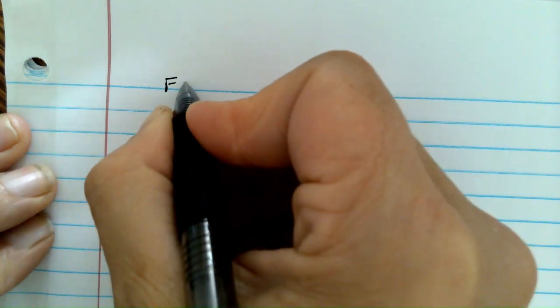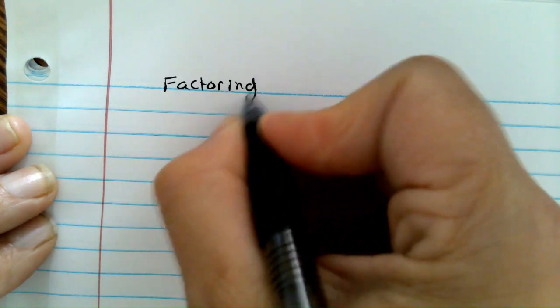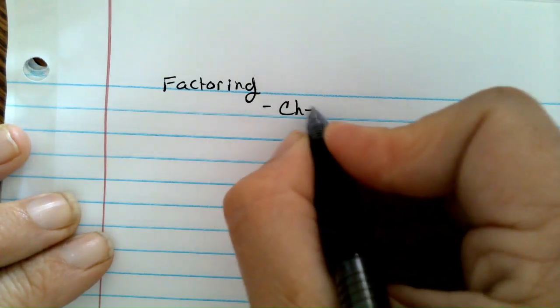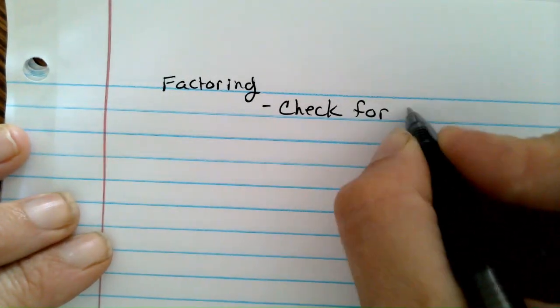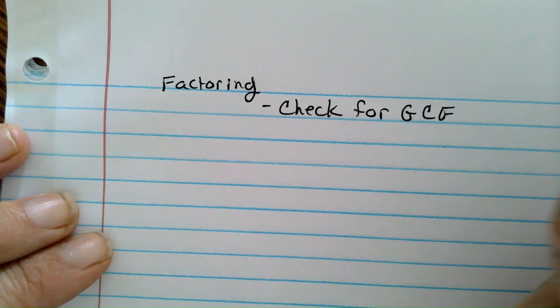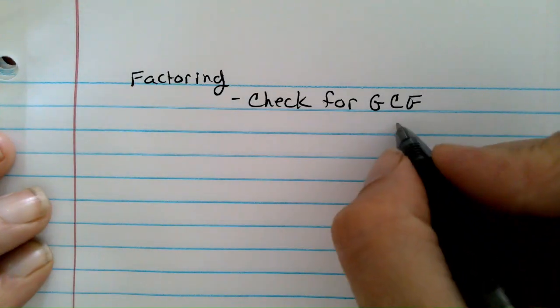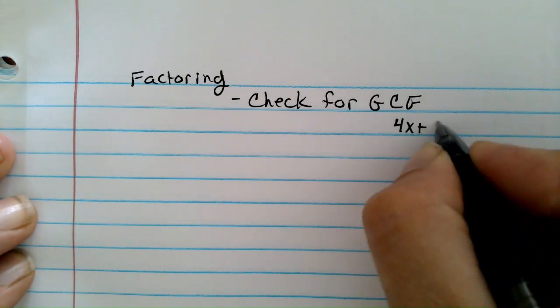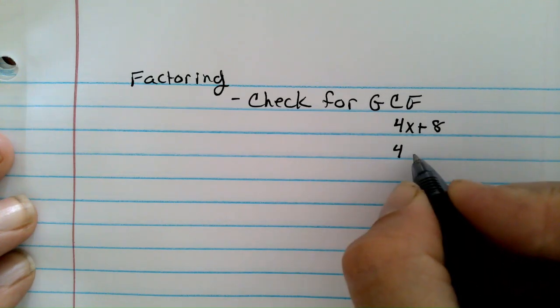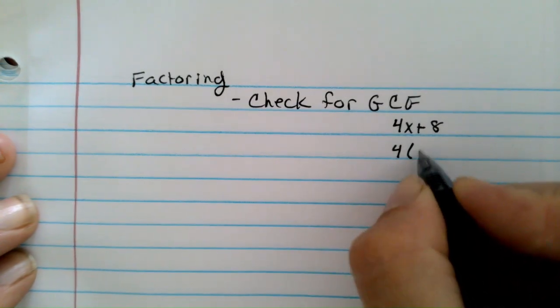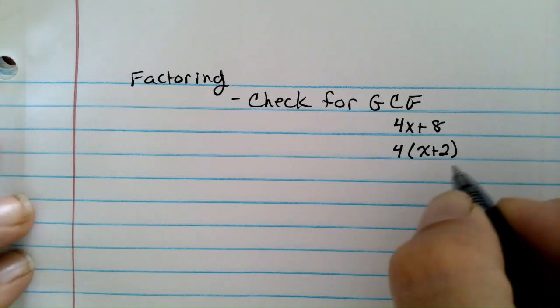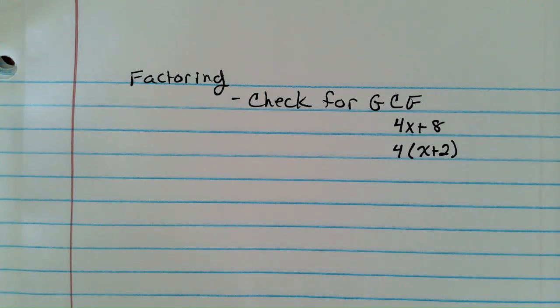So when factoring, the first thing you always check for with factoring is a GCF. Always, always, always check for your GCF. GCF means greatest common factor. For example, 4x plus 8 has a GCF of 4, and it would be 4 multiplied by x plus 2. So see how we went from an adding problem, in this case, to a multiply problem? That's our goal.